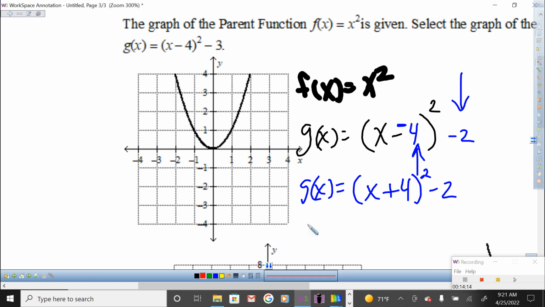Let's do another one. I'm going to switch to red. G of x equals x, minus is part of the general rule, squared. So, now I want to move this one 1 to the right and 5 down. 1 to the right, 5 down. Tell your neighbor what to substitute and where. 1 to the right, 5 down.